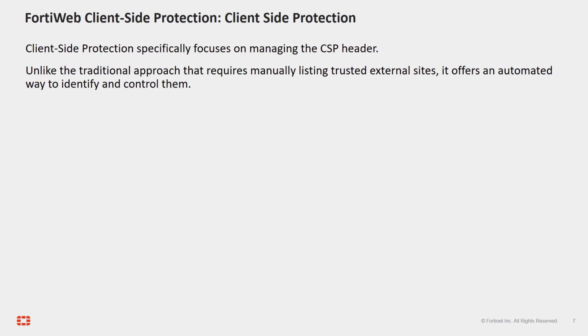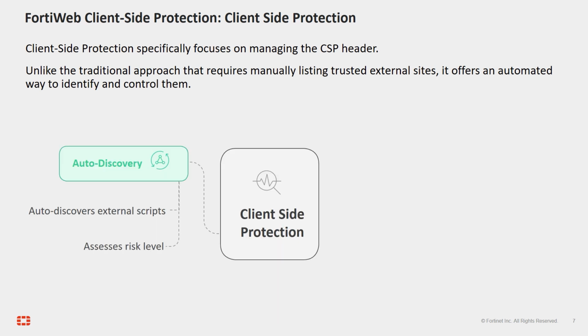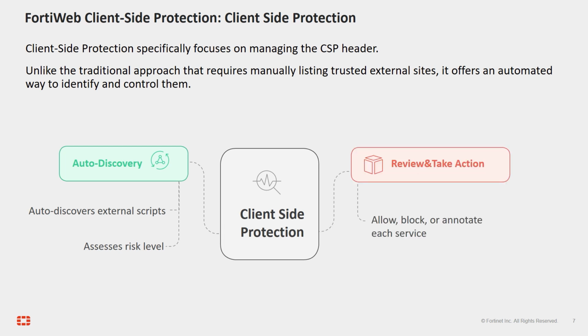Unlike the traditional approach that requires manually listing trusted external sites, it offers an automated way to identify and control them. FortiWeb injects a script to analyze your front-end code and automatically identify all external services and domains involved. You can review these resources and configure FortiWeb to allow or block them. Based on your selections, FortiWeb inserts a CSP header into HTTP responses to instruct the browser on how to handle the resources.